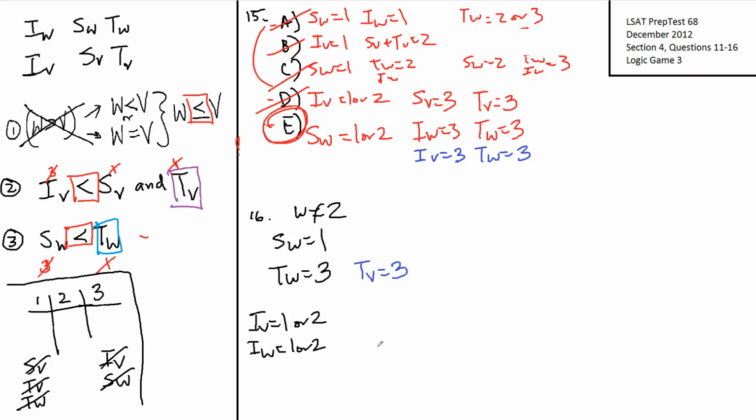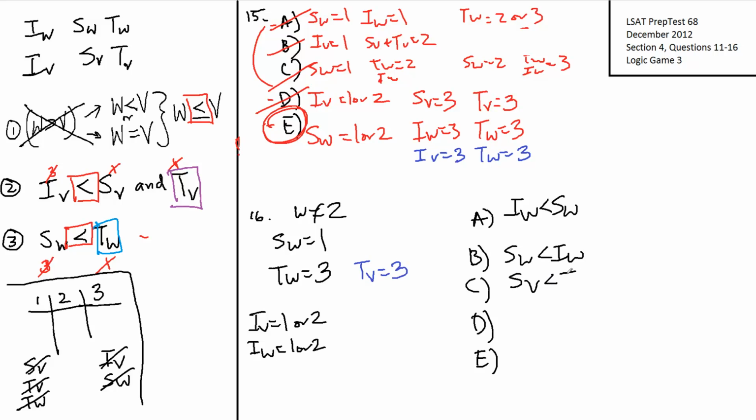But, okay. So they're asking which of the following could be true. So we have IW less than SW. We have SW less than IW. We have SV less than TV. TW less than IW. TV less than SV. Okay, so which of these can we eliminate right off the bat? Can anything be less than it? Well, I guess we don't know SW.